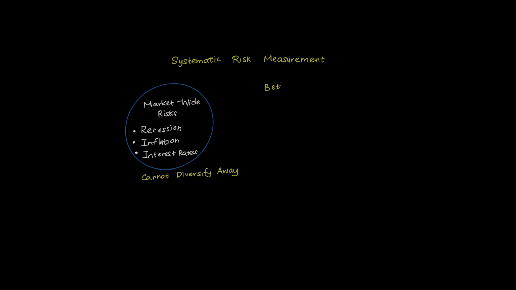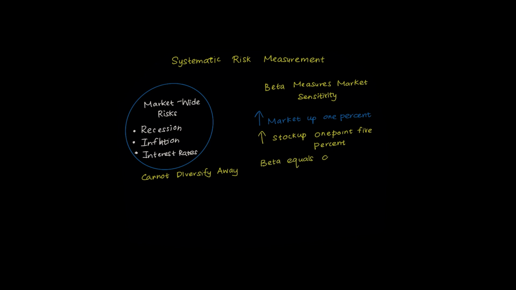The metric that quantifies this exposure is called beta. Beta measures how much a stock's returns tend to move relative to the overall market. If the market goes up 1% and a stock typically goes up 1.5%, that stock has a beta of 1.5. If the market goes down 1% and the stock typically goes down 1.5%, that's also reflected in the 1.5 beta. Beta captures systematic risk sensitivity.